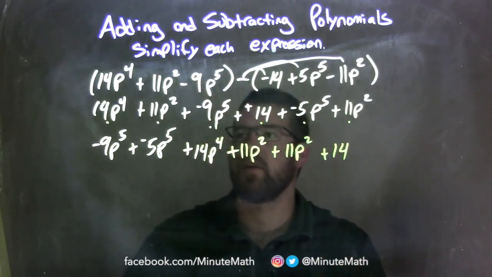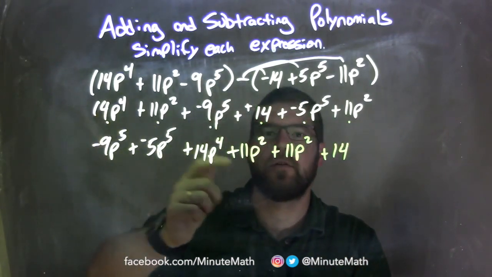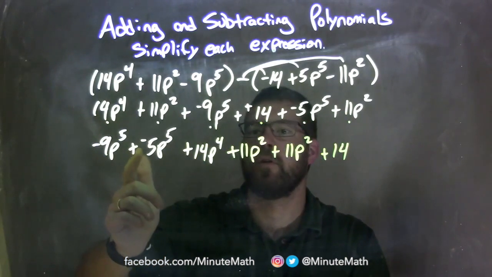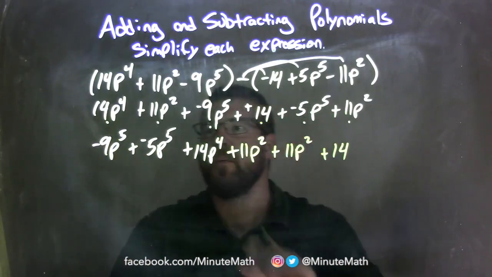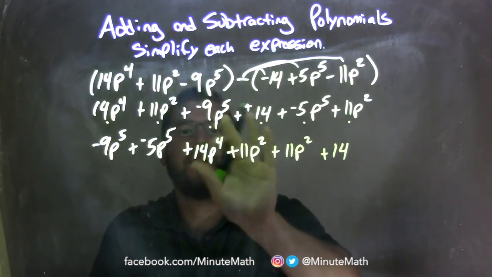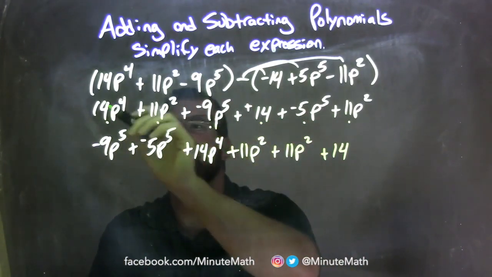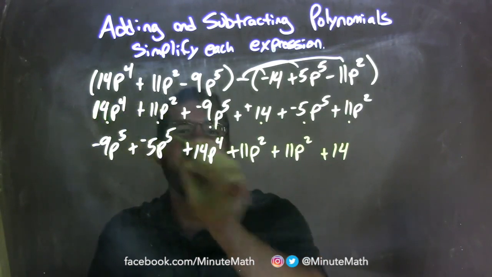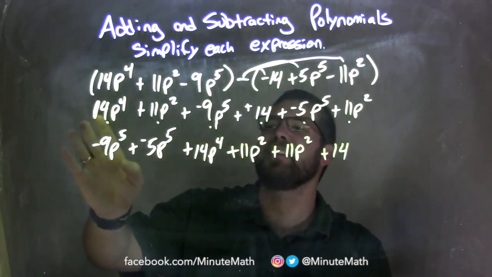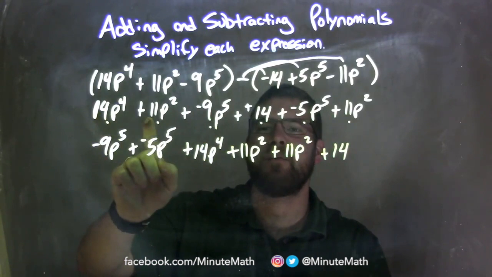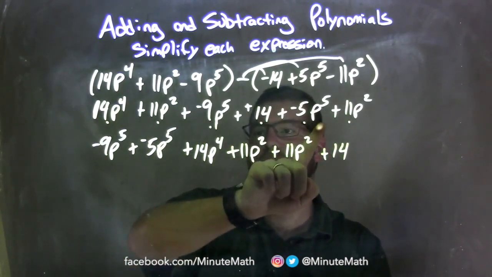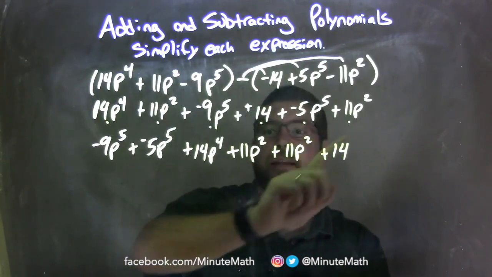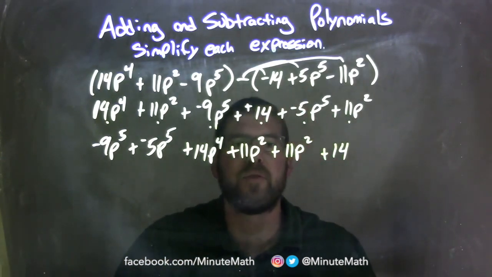There we have it. Let's double check everything went down. 4p to the 4th... Oh, made a little mistake here. That 14p to the 4th should be 4. Oh no, it's 14. It's 14p to the 4th. Sorry. Right, 14p to the 4th. I almost had a mistake there. 14p to the 4th is right there. Then we have 11p squared, negative 9p to the 5th, plus 14, plus negative 5p to the 5th power, and then 11p squared. Right there, fantastic.